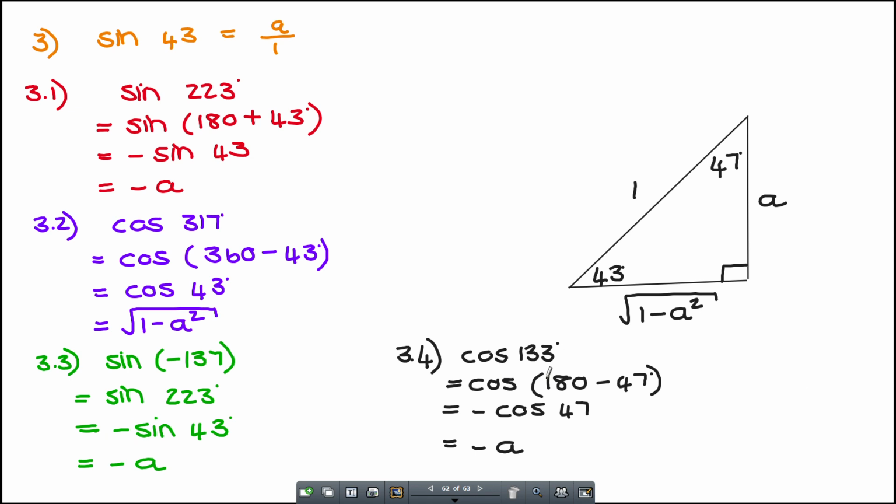Okay. Then, let's look quickly. 3.4. Cos 133. Now that's actually 180 minus 47. 180 minus puts me in the second quadrant. And cos there is also negative, so minus cos 47. If I work from here, cos is adjacent over hypotenuse. So it's actually minus A over 1, but we just write it as minus A. It won't be wrong if you say minus A over 1. Are you ready? Good. Can I skip?